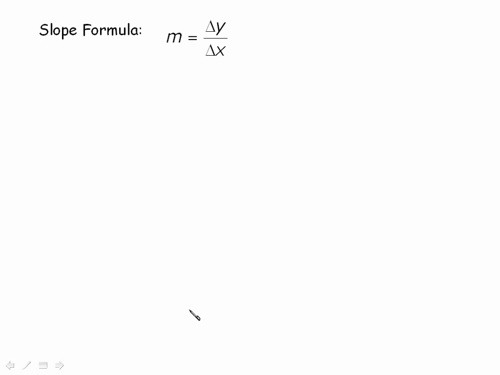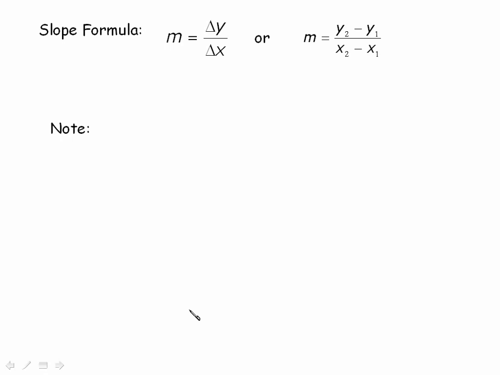Now the slope formula in general is slope is equal to the change in y over the change in x, which is usually referred to as rise over run. And if you're given 2 points, we would write that as y2 minus y1 over x2 minus x1. So you get the difference of the y coordinates divided by the difference of the x coordinates, and then you've got it.